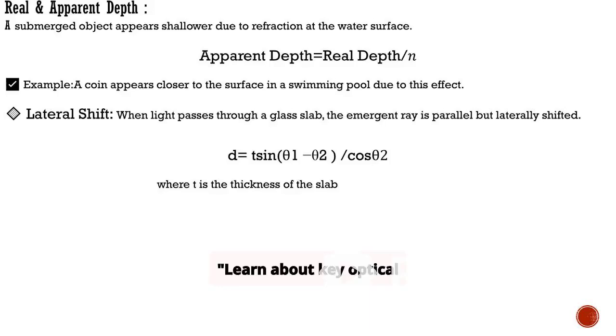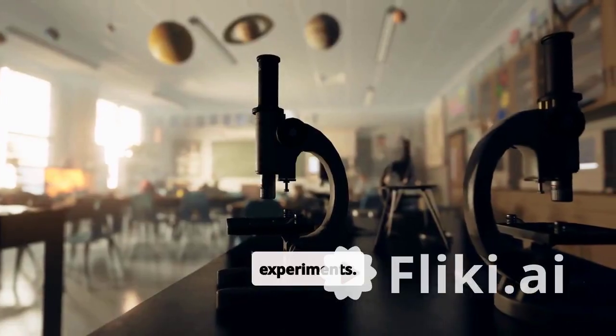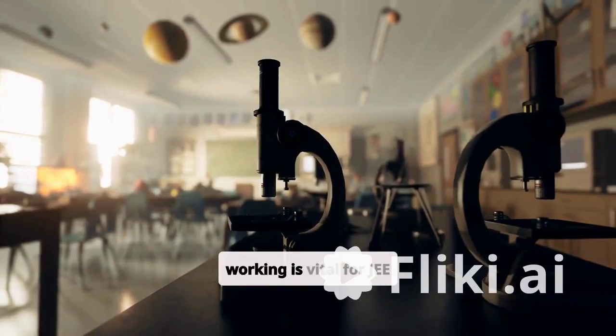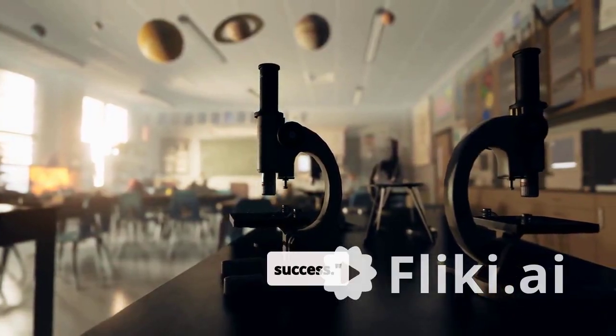Learn about key optical instruments, the eye, telescope, and microscope. These devices apply reflection and refraction principles in daily utilities and experiments. A strong grasp of their working is vital for JEE success.